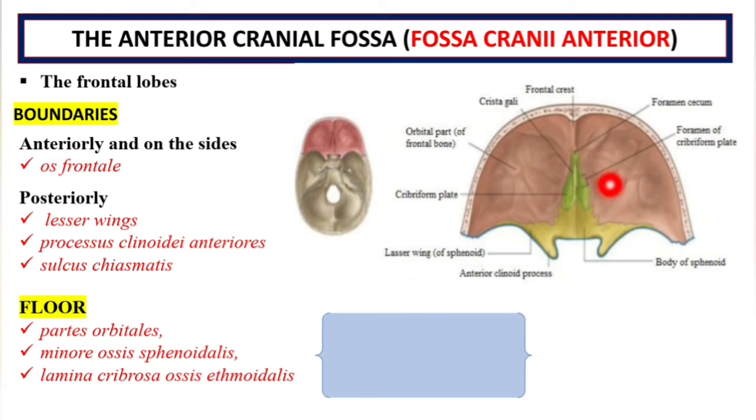Right. So, on this surface, you find the juga cerebralia, right, formed by the sulci and gyri of the brain, right? You also find the impressiones digitatae and the crista galli. I told you that one, right?